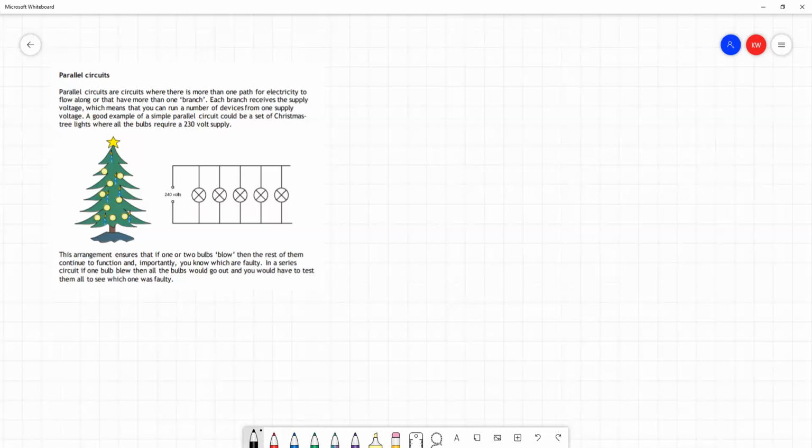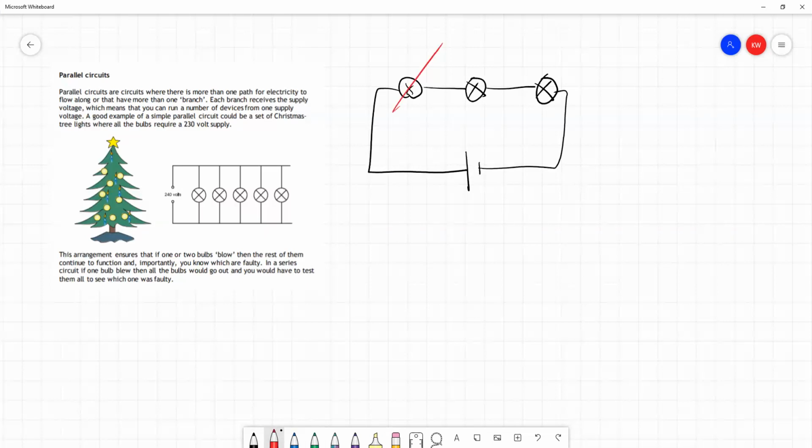If we had a circuit, I'll do a very simple one just now like this, that had 3 bulbs connected like so to a supply, as soon as one bulb went out, by breaking the circuit, all the lights would go off. And so a series circuit would not be suitable.